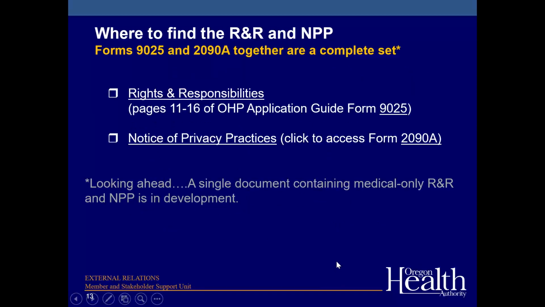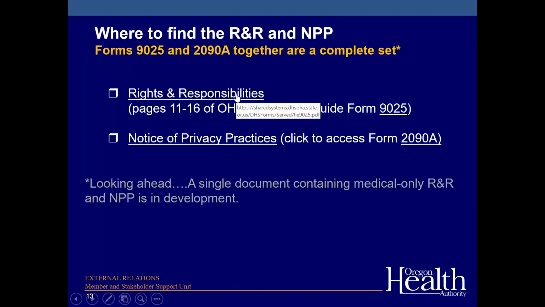All right. So what we want to let you know is that in the past, we've told you all the different places you can get these documents, but we decided that we wanted to start simple and let you know that together, these two forms, 9025 and 2090A, are a complete set. The 9025 is the application guide. The rights and responsibilities for medical are specifically on pages 11 through 16. And 2090A is the notice of privacy practices, which is a standalone. We are hoping to make a combined document for both of these, but right now it's two documents that you need to get to your applicants.